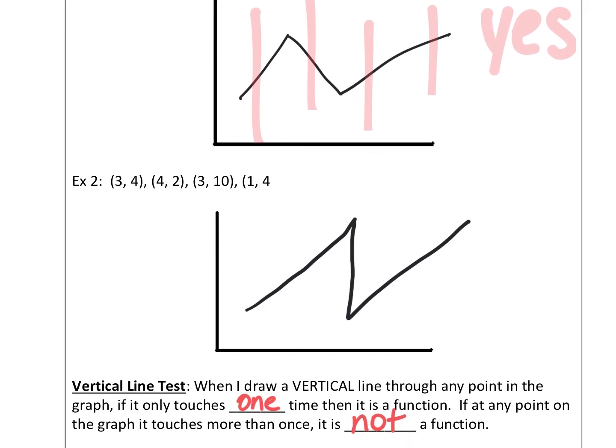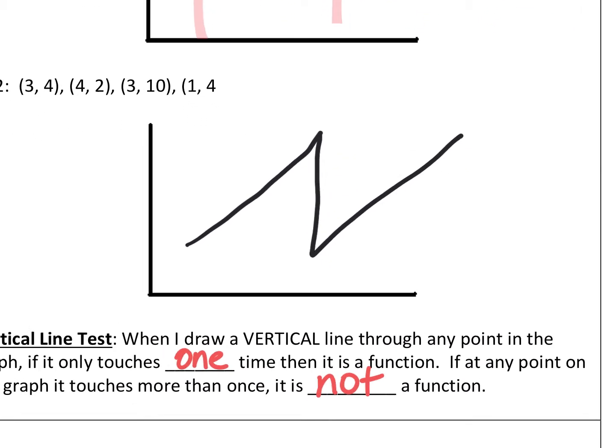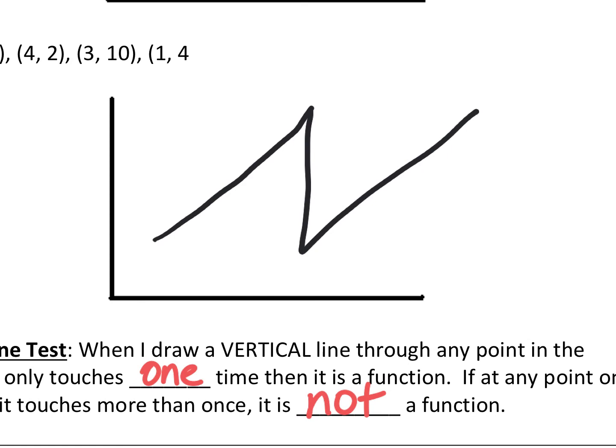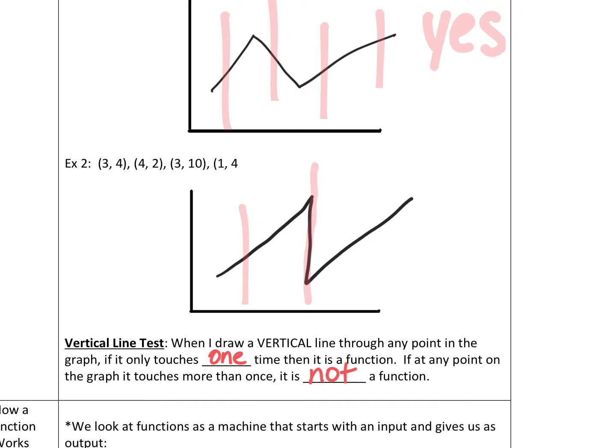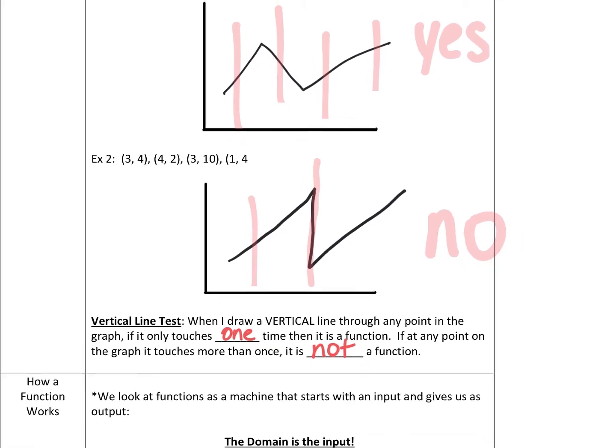Okay. What about this second one? I'm seeing some heads shaking. Why not? If I drew one over here, it would only hit once. Yeah, any point though. So if I drew it right there, aren't I hitting multiple values? Yes. Okay, so therefore this is a function or not? Not. It's not a function. Okay. Any questions on that? Cool.